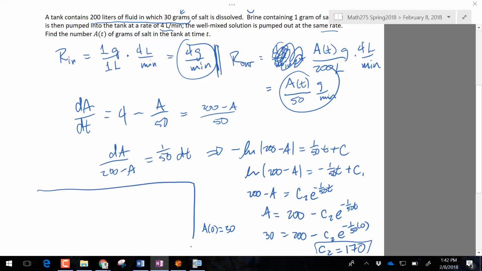And then finally, is it finally yet? Yeah, it's finally. So A of T, this is your equation, is equal to 200 minus 170 times e to the minus t over 50. Okay. Is that all they want? Yeah.